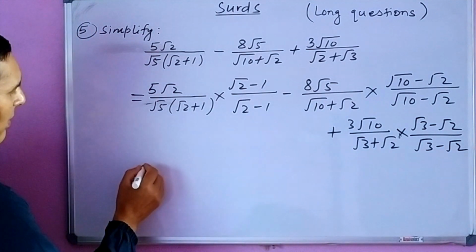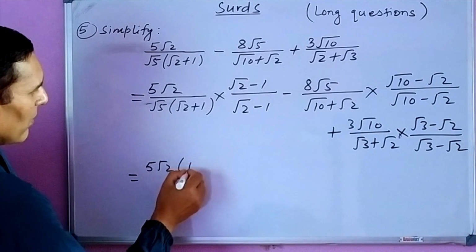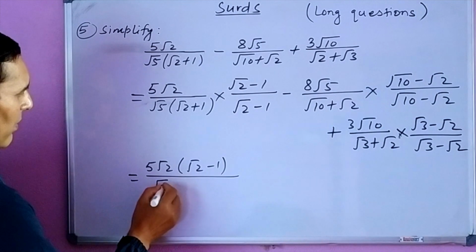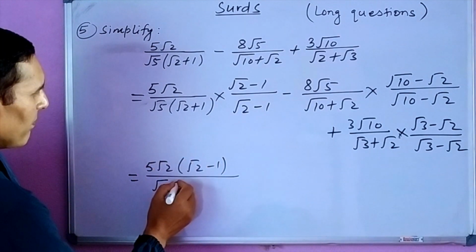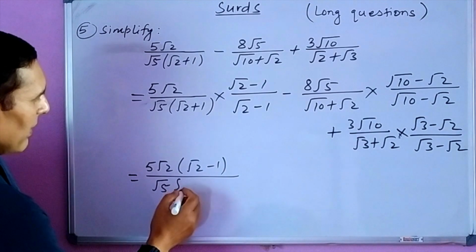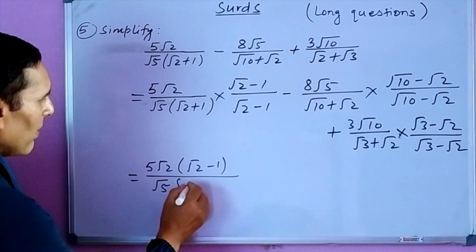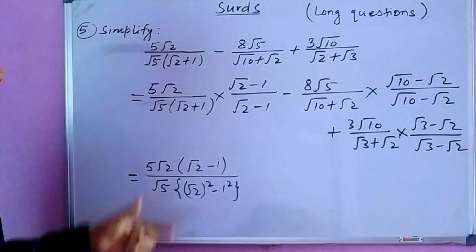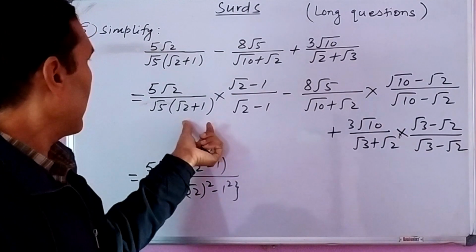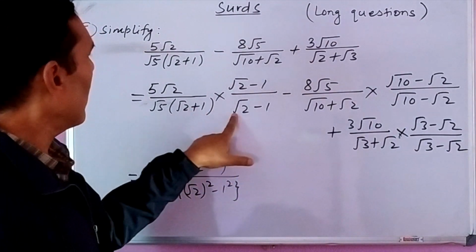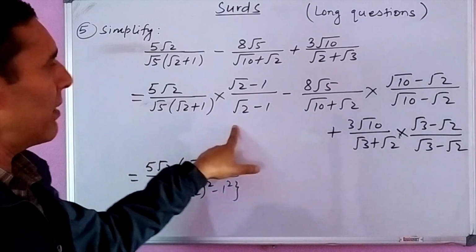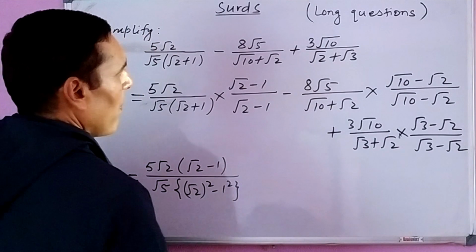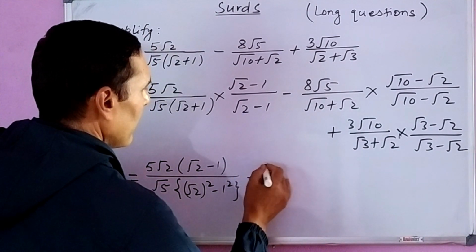Now we get this 5 root 2 into root 2 minus 1, denominator this root 5, bracket a plus b, a minus b, a square minus b square. This root 5 is as it is, and other two factors are root 2 plus 1, root 2 minus 1, which multiply together because they are in the form of a plus b, a minus b, so it is a square minus b square.